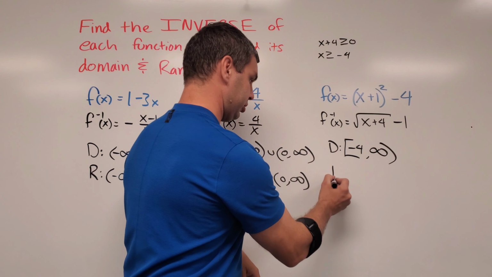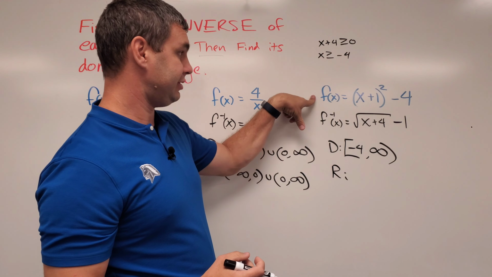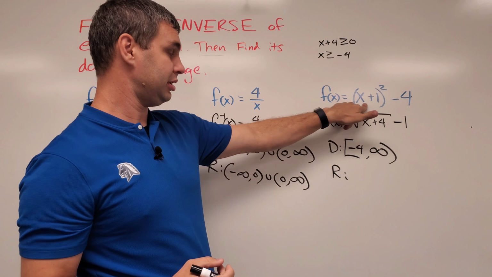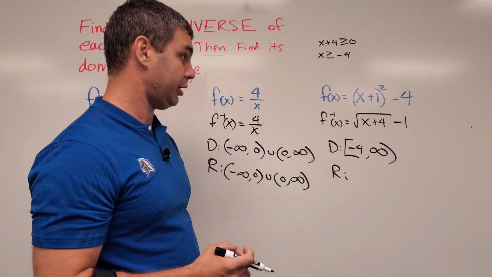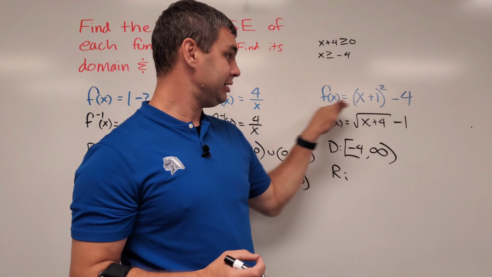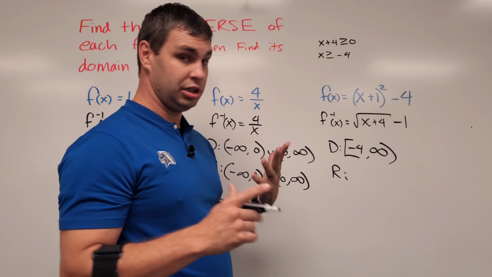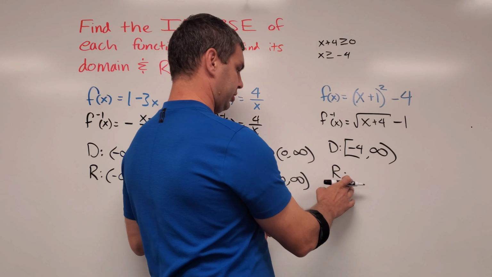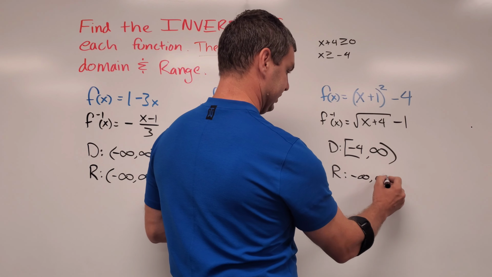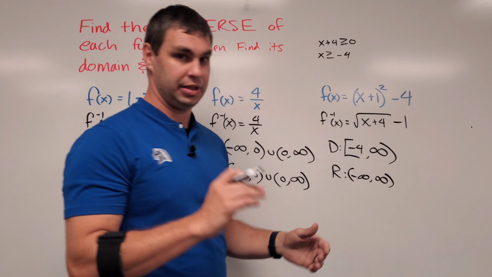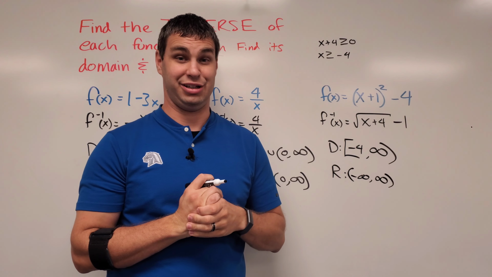Now the range is going to be the domain of my original. In this case, which is f of x equals, in parentheses, x plus 1 squared minus 4. So in this one, are there any fractions? Are there any square roots? No, there's not. So the range of this is going to be from negative infinity to positive infinity. All right, so you find the domain and range of some functions and their inverses.